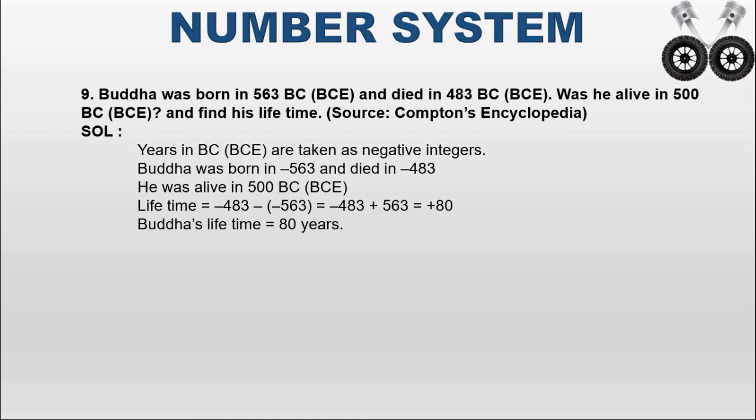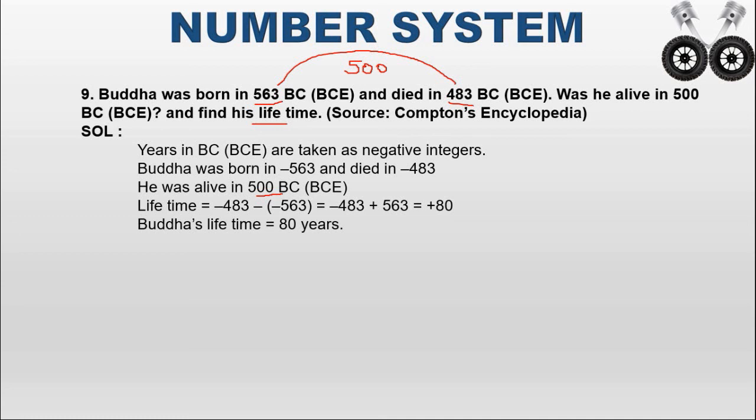He was born in 563 and died in 483. In between 563 and 483 we have the value 500. That means in the year 500 BC he was alive. So we can write: he was alive in 500 BC. So that is the answer for the first question. What is the second question? Find his lifetime. How many years did he live? That we have to find.